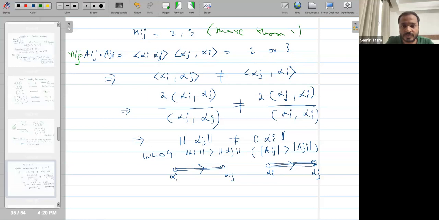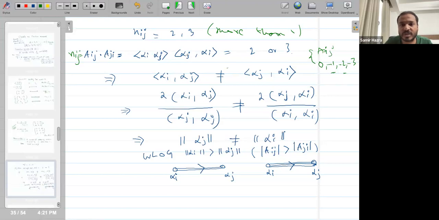Well, for Aij, what are the possibilities? If we remember, for any i, j, the only possibilities are 0, -1, -2, -3. So this is the only possibility for Aij. Then if the product Aij times Aji is 2, then definitely Aij is not equal to Aji. So how can we get 2? Basically -1 times -2 or -2 times -1. So in particular, they are not the same. That's what we have written here.